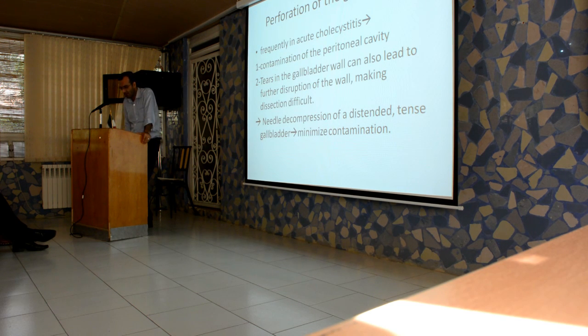Perforation of the gallbladder happens frequently in acute cholecystitis, causing contamination of the peritoneal cavity. A tear in the gallbladder wall can also lead to further disruption of the wall, making dissection difficult. For prevention of perforation, decompress the distended and tense gallbladder to minimize contamination.